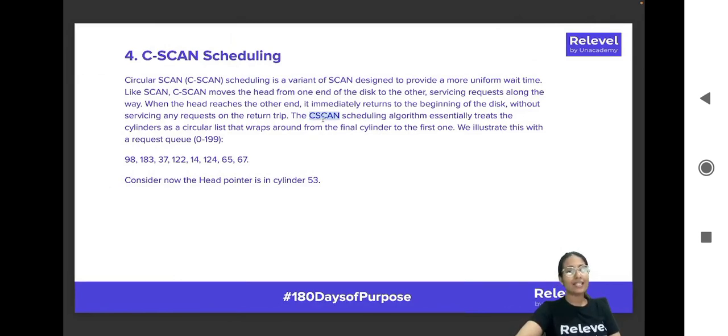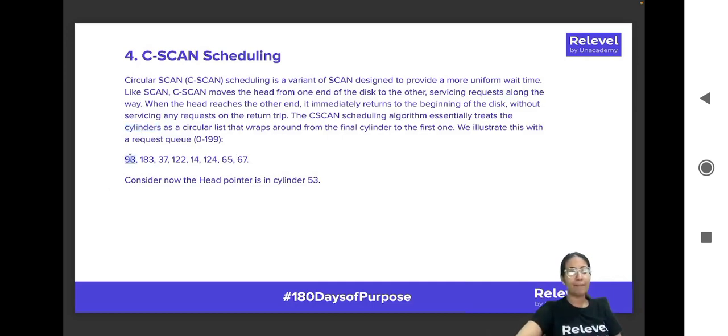The C-scan scheduling algorithm essentially treats the cylinders as a circular list that wraps around from the final cylinder to the first one. So it's like a wrapping. You've kind of considered cylinders to be in a circular format. So that was the overall idea.